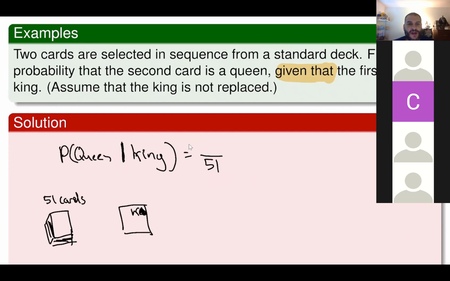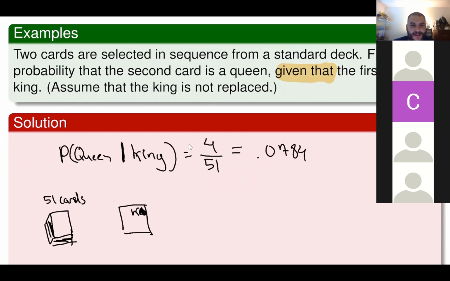So of those 51 cards, if the first card selected was a king of spades, how many of those 51 cards are considered to be queens? 4. Yeah, 4. So you go 4 divided by 51. And you get 0.0784. And that's it for that one.